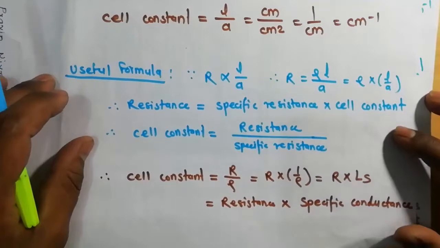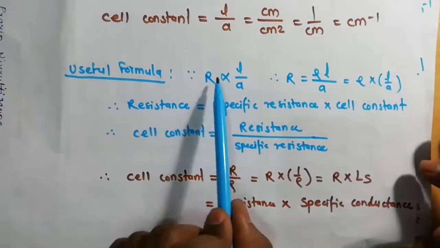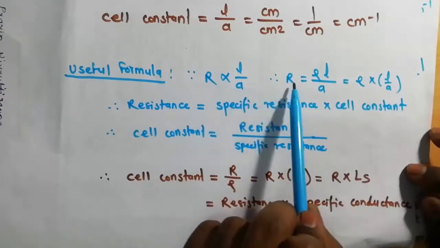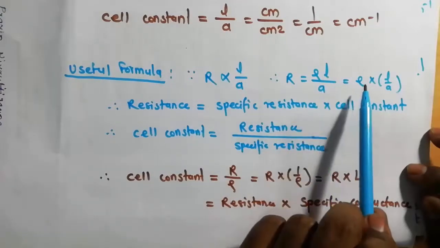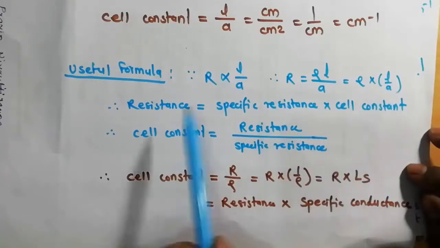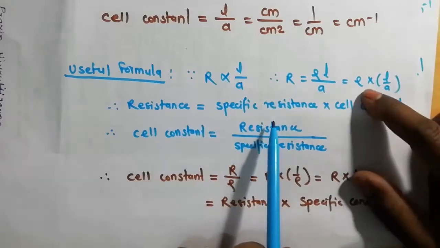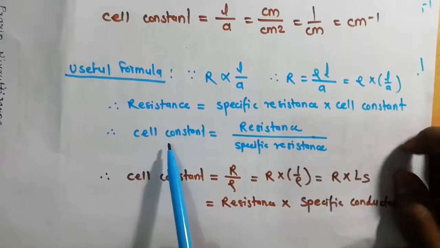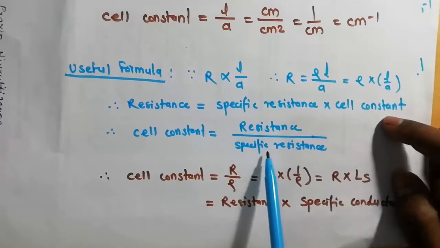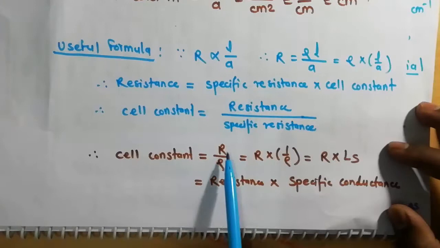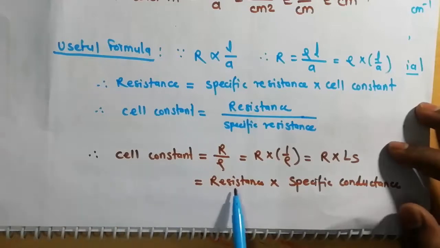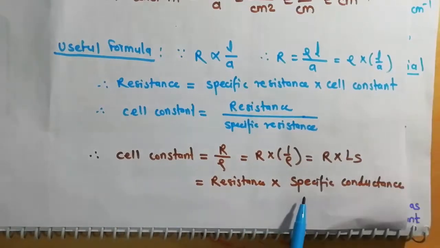Now these are some useful formulas for our calculations. Since the resistance is directly proportional to the length and inversely proportional to the area of cross section, R is equal to rho into L by A, and this L upon A is called the cell constant. So resistance is equal to specific resistance rho into the cell constant. Therefore cell constant is equal to resistance upon specific resistance, and 1 upon specific resistance is nothing but the specific conductance. So cell constant is equal to R upon rho, and 1 upon rho is nothing but L_s. Therefore a new formula is generated: cell constant is equal to resistance into the specific conductance.